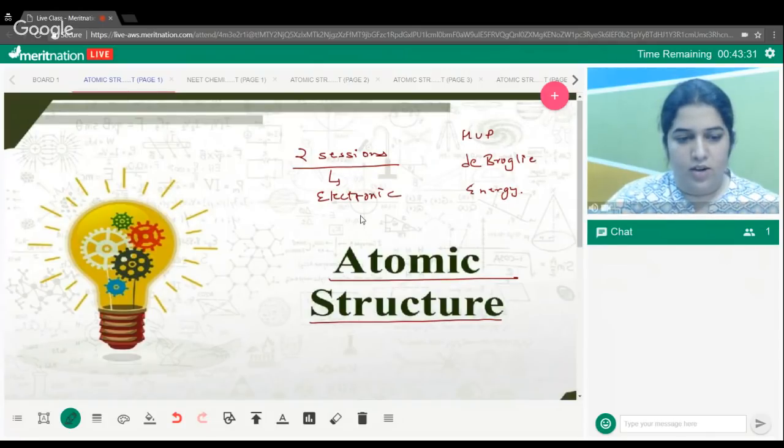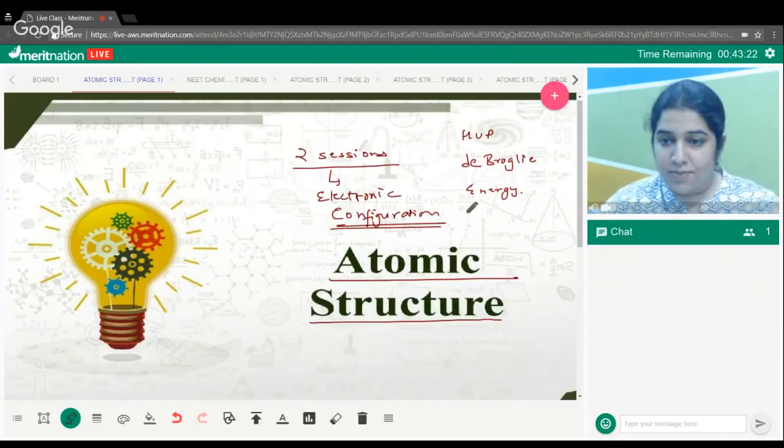Electronic configuration. So I hope you guys will come prepared in the next session for this particular topic specifically.